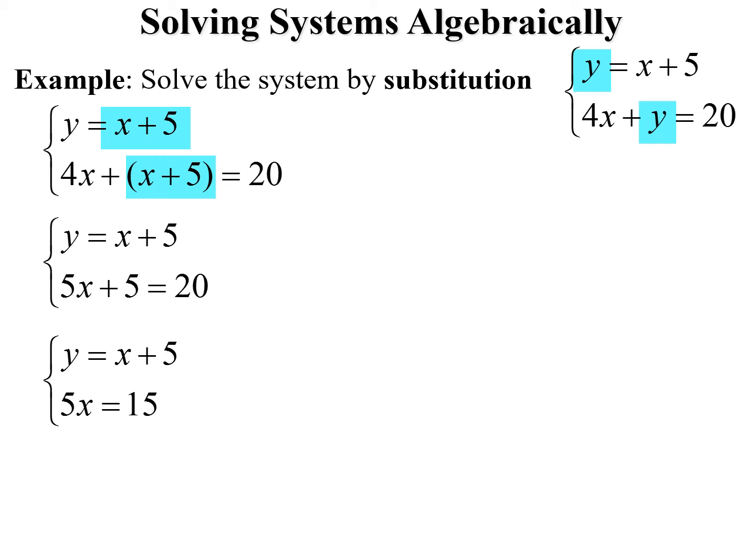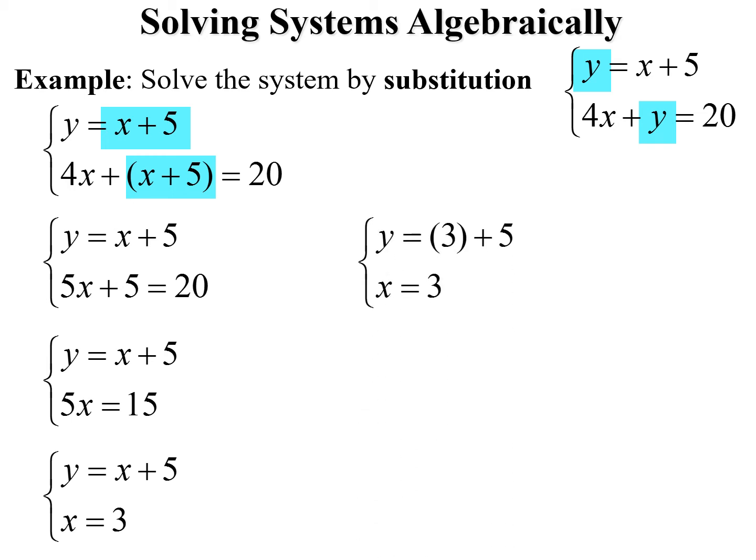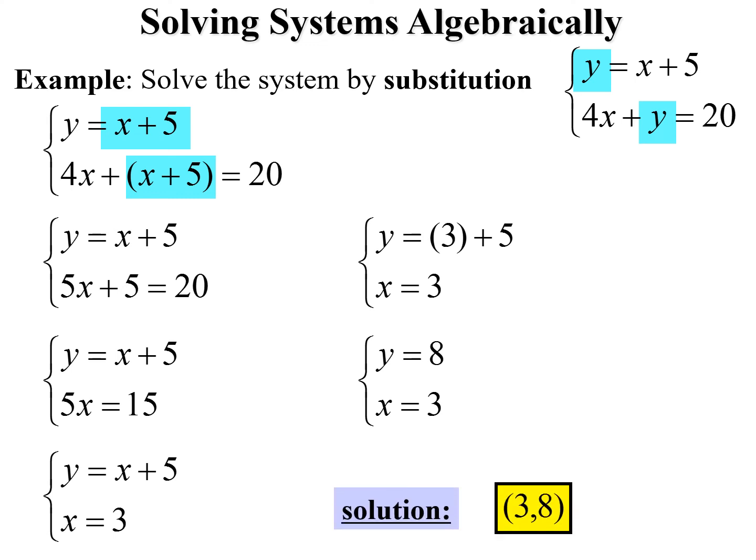Now in that second equation I want to solve for x, so I'm going to divide both sides by 5. First equation stays the same. Second equation we get x equals 3. Now once I know what x equals, I can plug that value for x into the first equation. So we get y equals 3 plus 5 after I substitute 3 for x. And we get y equals 8 once we simplify. So my x value is 3, my y value is 8, so the solution to this system is 3, 8.